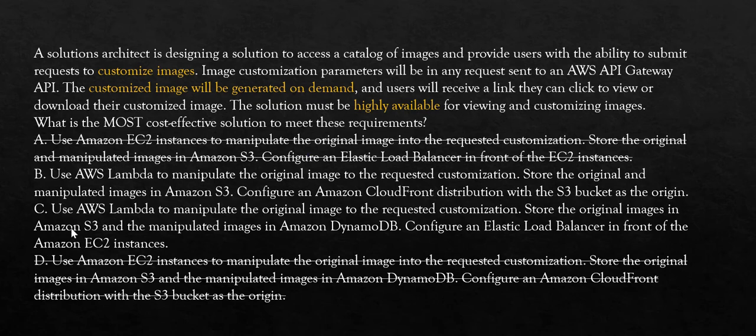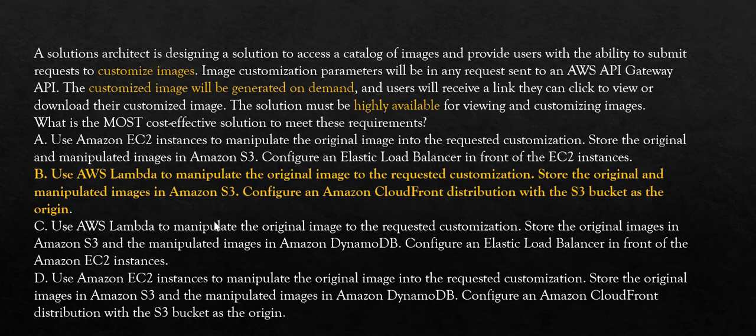If you see C, it is saying that you store the original image in S3 and the manipulated image in DynamoDB. This is again wrong because you never store the images in a database. Also, it is asking you to configure a load balancer in front of the EC2 instances. Here we are using Lambda and not EC2 instances, and hence it will not suffice. So that's why C is wrong. This leaves us with option B as the answer.